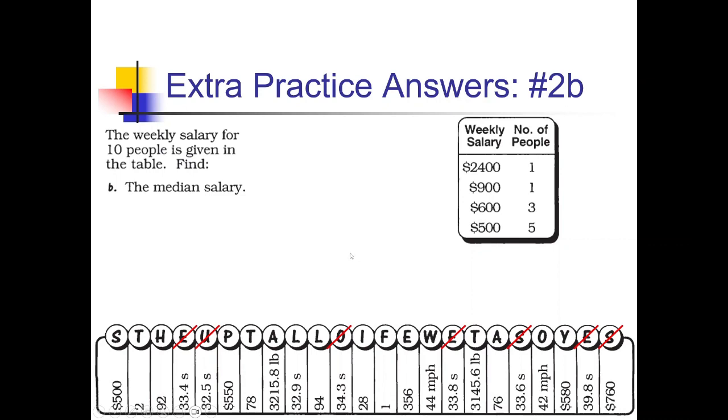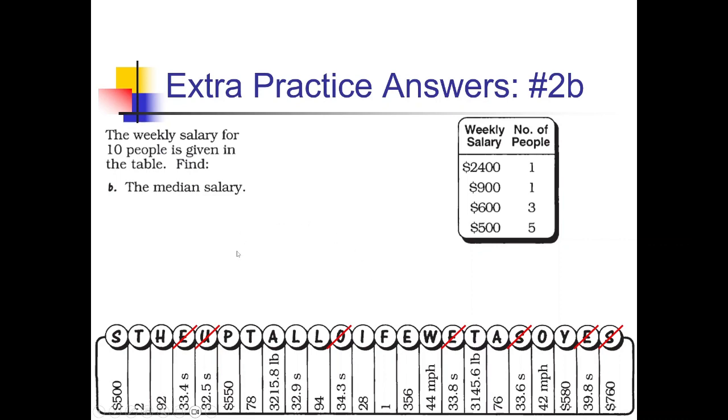For part B, they want the median salary. So one way you could do this is to just write out all the salaries. So we have 2,400, 900, 3 of these 600s, and we also have 5 of the 500s. So write all those in order, pick the middle value, or average the 2 middle values.